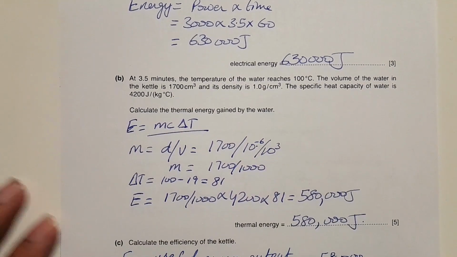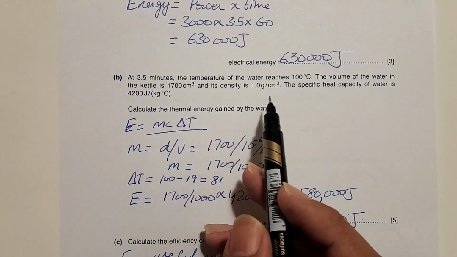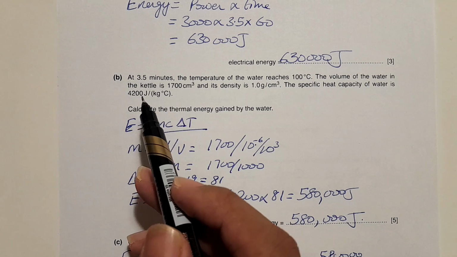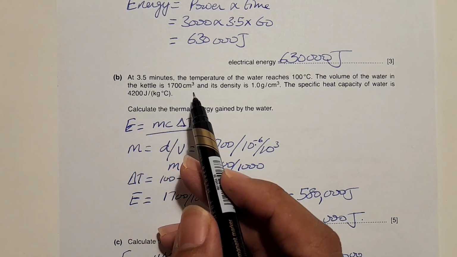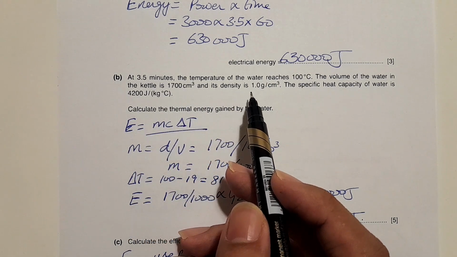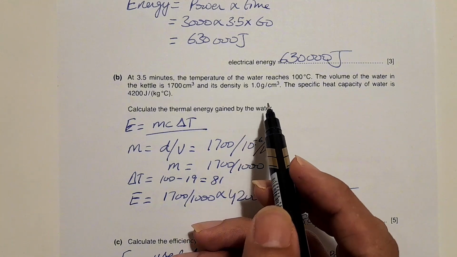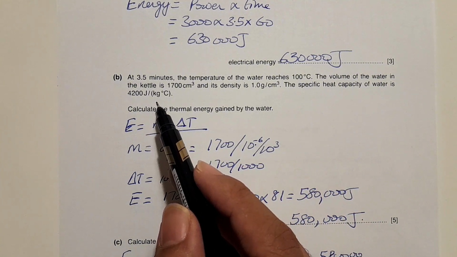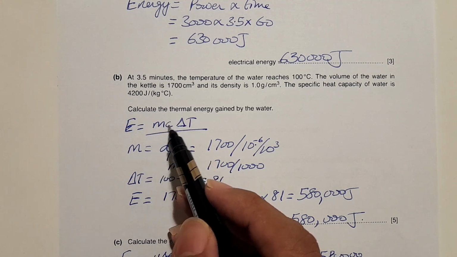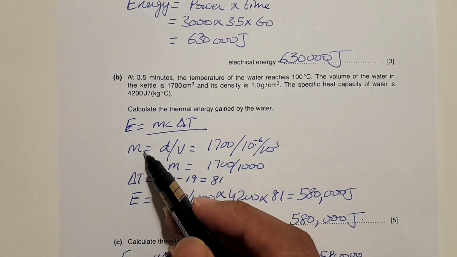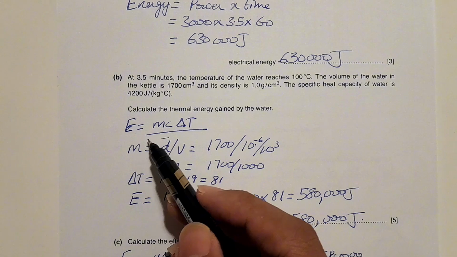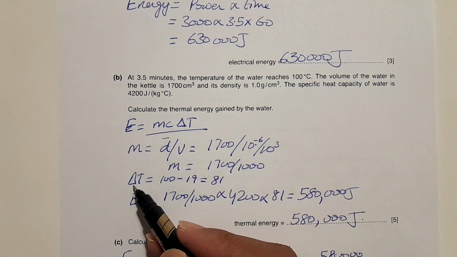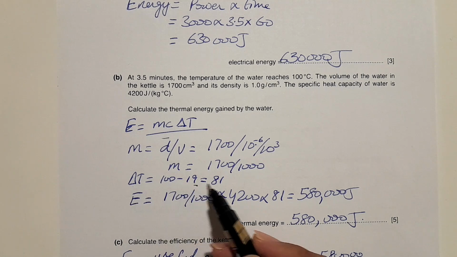Part B states at 3.5 minutes the temperature of the water reaches 100 degrees Celsius. The volume of the water in the kettle is 1700 centimeter cube and its density is 1 gram per centimeter cube. The specific heat capacity of the water is 4200 joules per kilogram degree Celsius. So we have to calculate thermal energy. So we rearrange the formula of energy, which is m is equal to this, and we calculate first the mass. Then the change in temperature is this, which is 81.